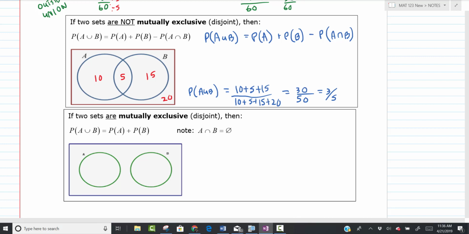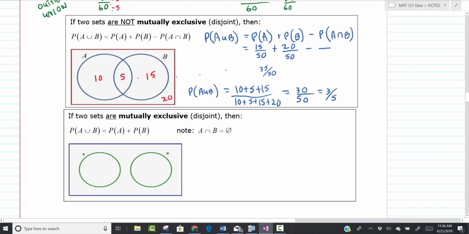intersection. So basically, this would go like this. If you're doing the probability of A, it would not be 10 out of 50. It would be 15 out of 50. That's the total of 10 and 5. The probability of B would be 5 plus 15, or 20 out of 50. So notice that is 35 out of 50. It's too big. And the reason is because we counted this twice. That's why we have to do the intersection.